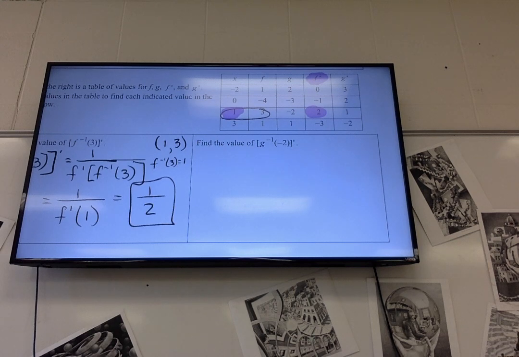Okay, so here we go. Find the value of g inverse of negative 2, the derivative.